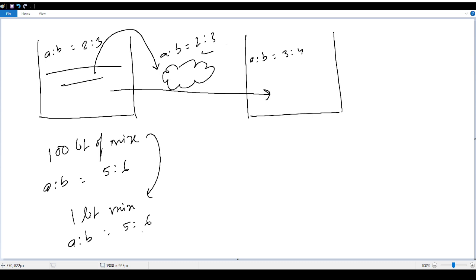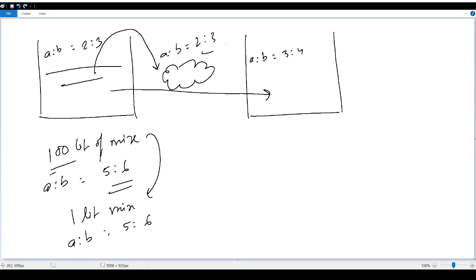This ratio is the character of a mixture. Like you have a specific character, whether you are at your home, at your college, or at the US, you will carry the same character everywhere. Yes or no? Yes, sir. So this ratio is the characteristic of a mixture.